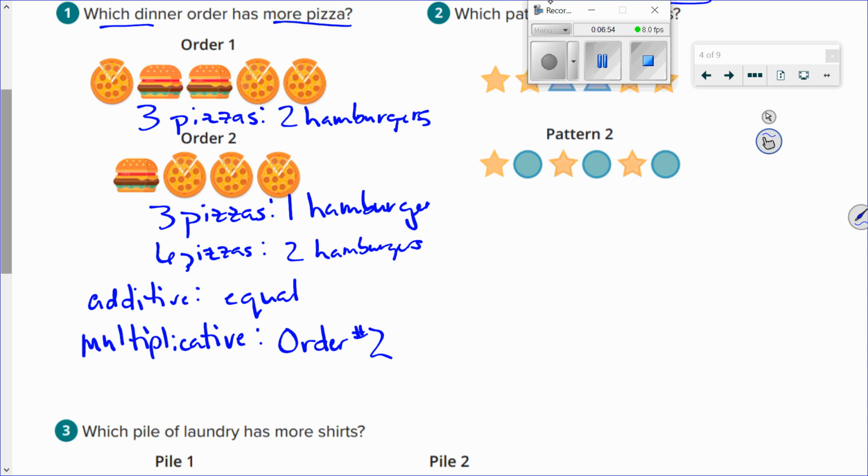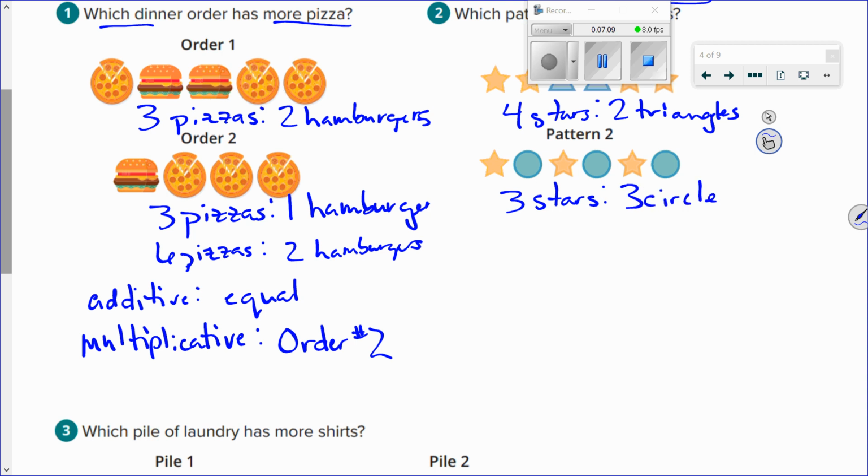This one we had 4 stars to 2 triangles. And in our second one, we had 3 stars to 3 circles. Which one had more stars? How many of you voted for number 1? So number 1 has more stars.